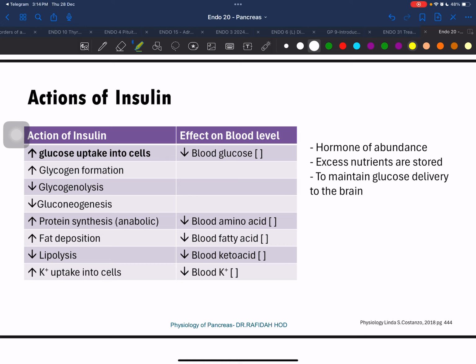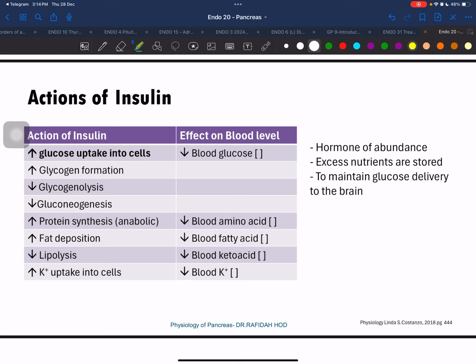Okay. So for protein, it will increase protein synthesis, increase fat deposition, and reduce lipolysis and increase potassium uptake into the cells.